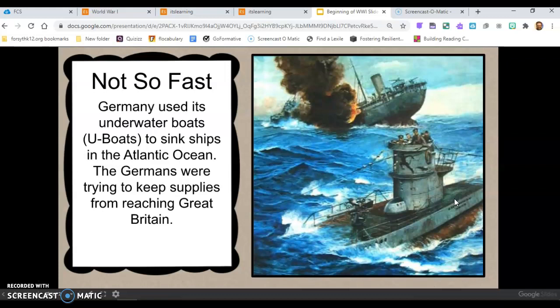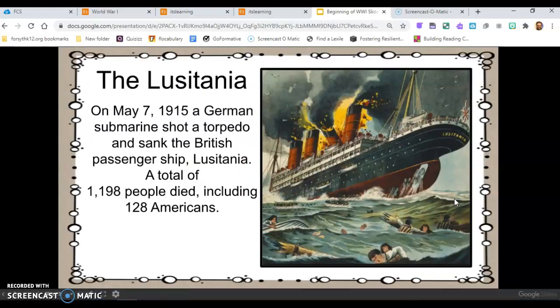However, Germany had developed these U-boats, basically underwater boats, similar to what eventually would be submarines. These U-boats began sinking ships in the Atlantic Ocean. It basically said, we will not allow ships in this area. Now, the ocean is not something that can be claimed necessarily, but Germany was saying, stay out of these waters. They were trying to keep these supplies from reaching Great Britain and then heading into the countries that they were fighting against.